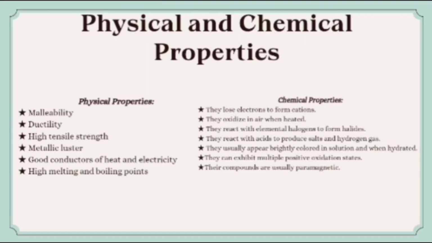Physical and chemical properties. Physical properties: malleability, ductility, high tensile strength, metallic luster, good conductors of heat and electricity, high melting and boiling points. Chemical properties: they lose electrons to form cations. They oxidize in air when heated. They react with elemental halogens to form halides. They react with acids to produce salts and hydrogen gas, among others.